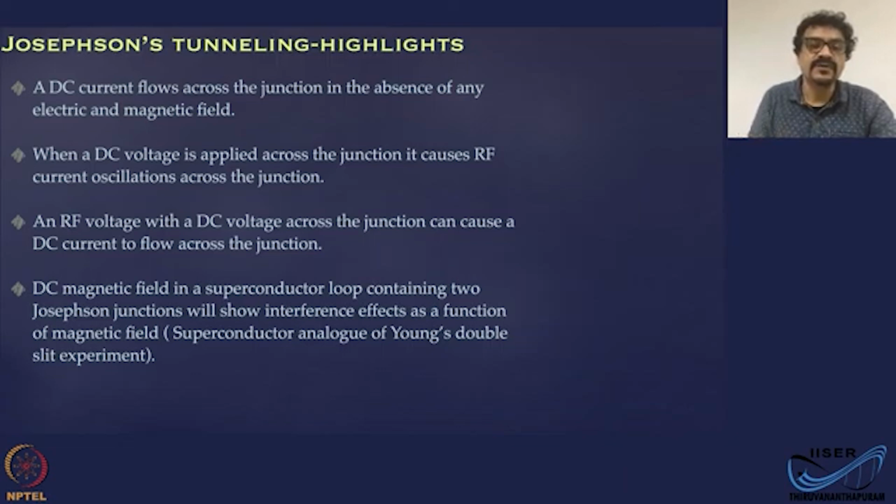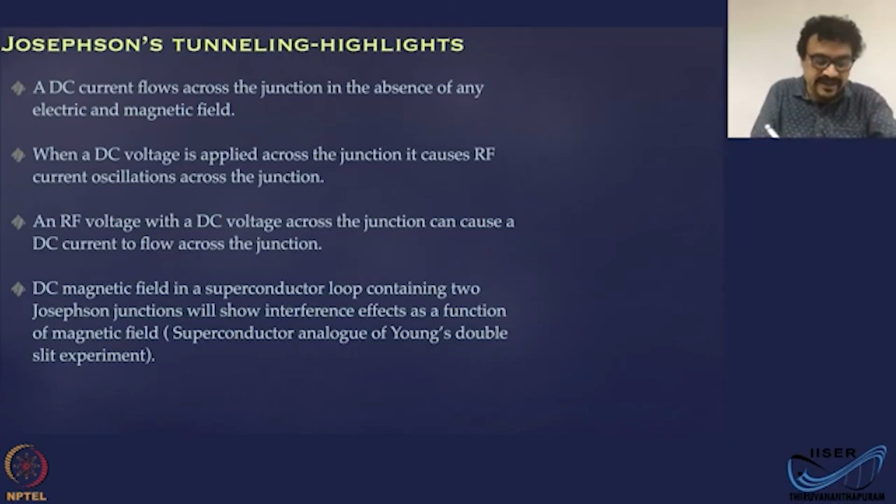Now the third one, an RF voltage with the DC voltage across the junction can cause DC current flow across the junction. Okay. Then a DC magnetic field in a superconducting loop containing two Josephson junctions will show interference effects as a function of the field. If you have a superconducting loop with two junctions, then that is going to show interference effects in the transport, interference of the Cooper pair.